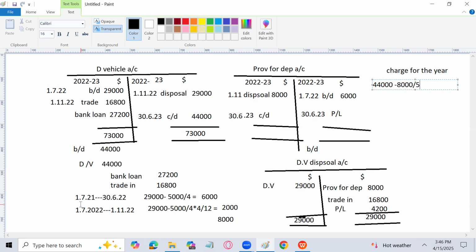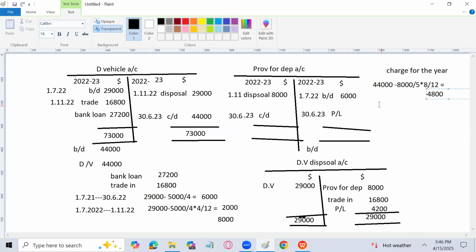कैलकुलेट भी कर लेते हैं. नवंबर 1st November onward, नवंबर दिसंबर जनवरी फरवरी मार्च अप्रैल मई जून, that's it, 8 months, because June we have end of the year. So 8/12. What it is going to be? 4,800 is going to be the depreciation charge for the current year.